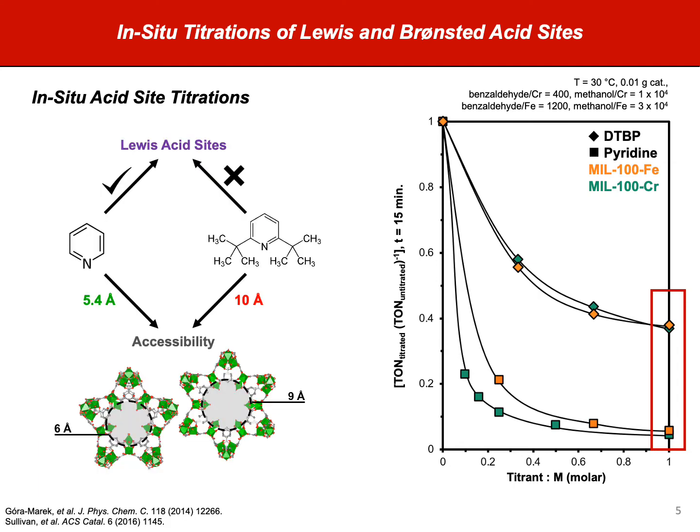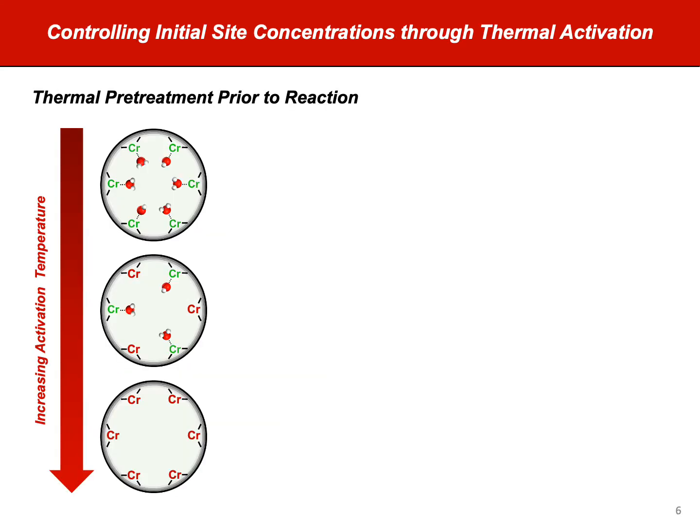One is that the contribution of Lewis acid sites to acetalization is significant under these conditions. The second possibility is that DTBP simply cannot access all of the Brønsted acid sites under reaction conditions, unlike pyridine, which can. So to evaluate the former possibility, which is the contribution of Lewis acid sites, we use certain thermal pretreatment protocols that have been developed by our group and others.